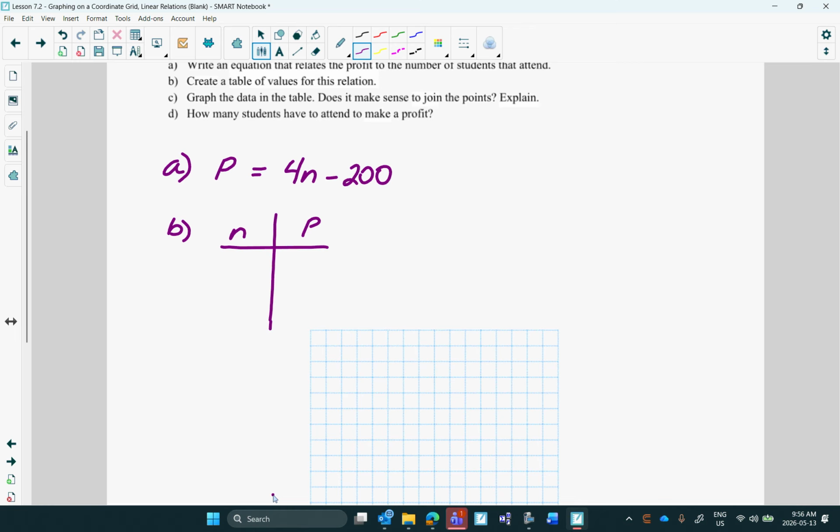And we got to pick values for the number of students attending. What would be a realistic number? Like, would we want to calculate 1? No, 1 student isn't going to attend. There's going to be more than that. 10 or 50, sure. Let's do both of those. Maybe 100?